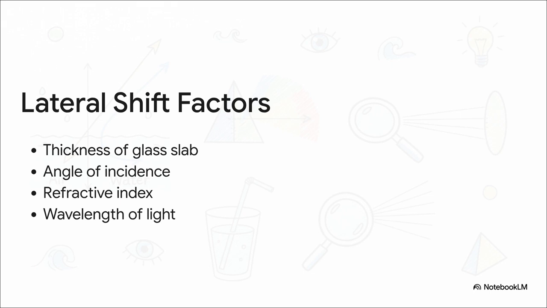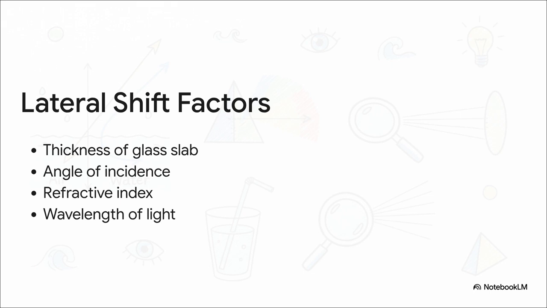But then it reaches the bottom side and exits back into the air, which is a rarer medium, so it bends away from the normal. Because the top and bottom surfaces of the slab are perfectly parallel, an amazing thing happens. The final exiting light ray is perfectly parallel to the original incoming ray. It hasn't actually changed its overall direction, but it has been physically shifted to the side. We call this sideways step lateral displacement.